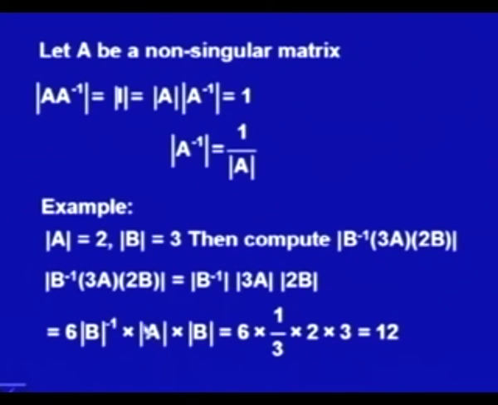Then determinant of 3A is 3 times determinant of A, and determinant of 2B is 2 times determinant of B, that is how this 6 is coming. So, 3 and 2 are taken out. This result is equal to 6 times determinant of B inverse into determinant of A into determinant of B, that is 6 into 1 by 3 into 2 into 3, and the final result comes out to be 12. So, if determinants are given, then one can compute this type of product.